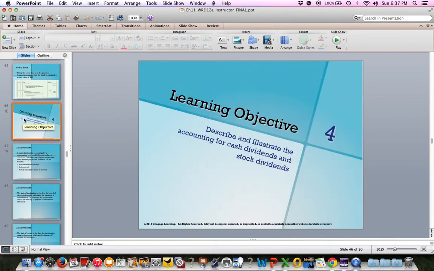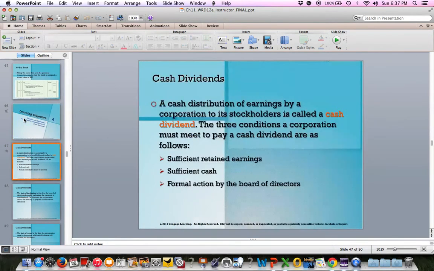So let's talk about dividends then. There are lots of entries in this chapter, by the way, entries to issue stock, and entries to issue dividends also. So just be mindful of those entries and make sure you've got a good understanding of them.